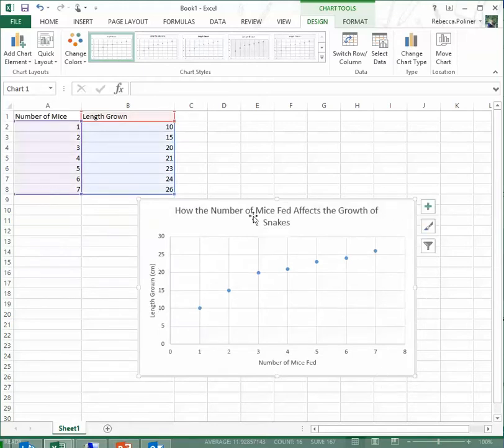So now if someone's looking at my graph, they go, oh, okay, so what she's studying is how different numbers of mice affect the growth of snakes, instead of just saying number of mice fed versus length grown. That doesn't really tell us much. Okay? So your observer should be able to see what you did in this lab experiment.